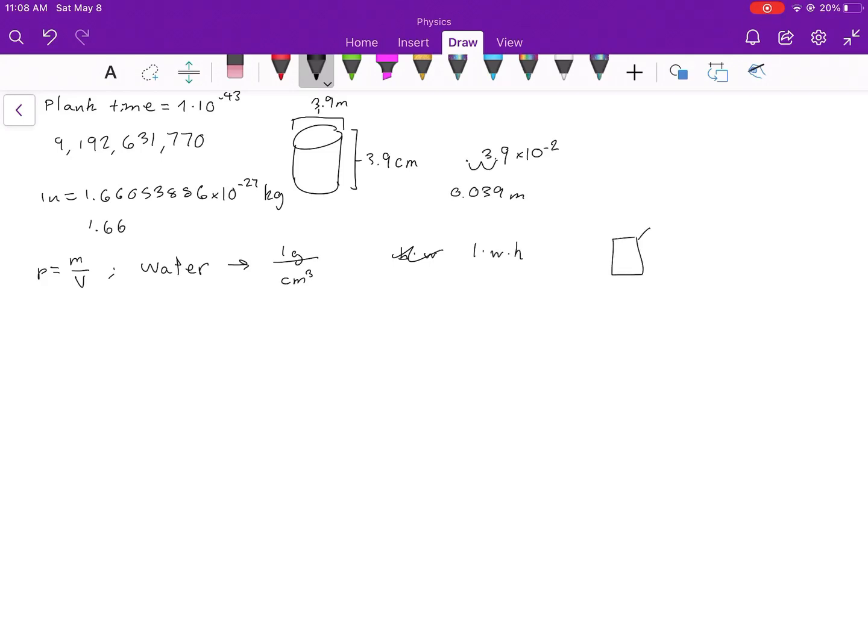So like for a cube that has a one for each dimension, 1 centimeter, you multiply them together, and that equals 1 centimeter cubed. But if this was 2 times 2 times 2, that is 8.